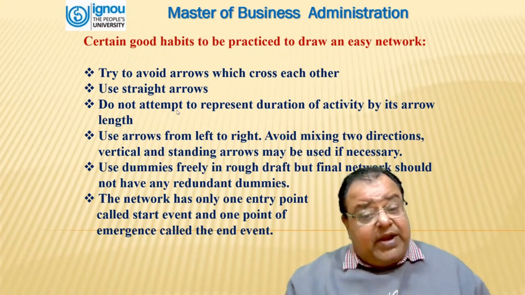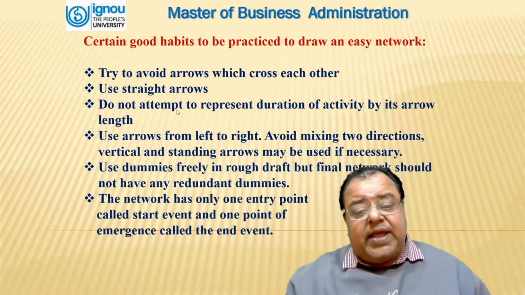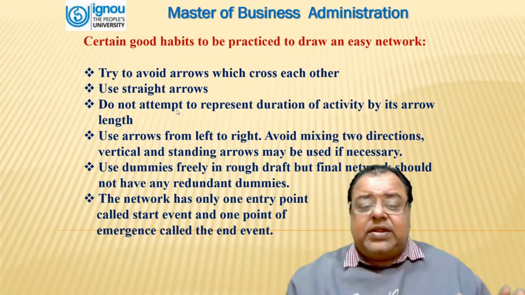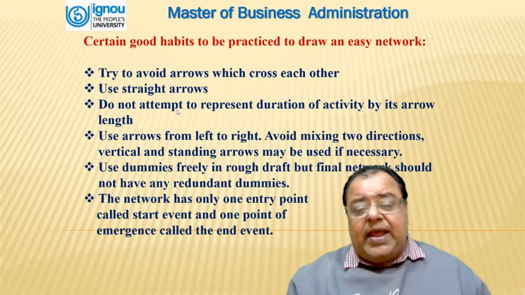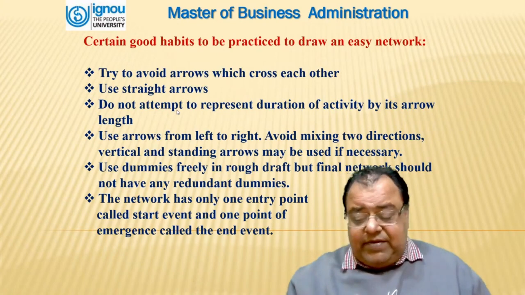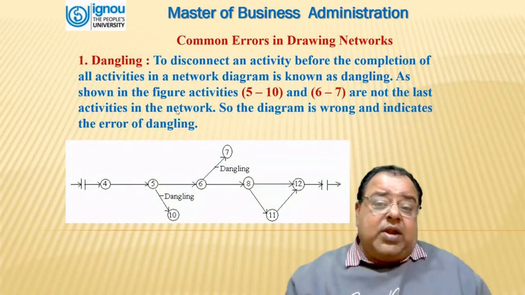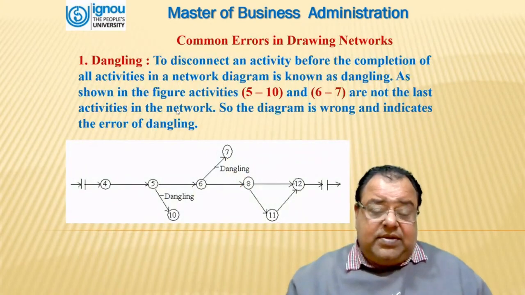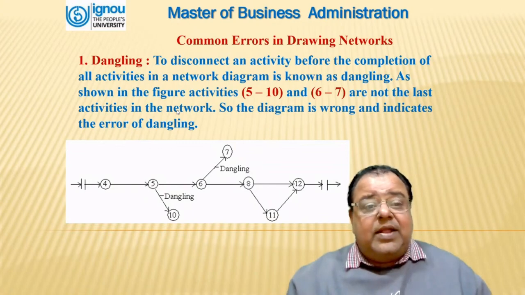Use dummies freely in the rough draft, but the final network should not have any redundant ones. The network has only one entry point, which is known as the start event, and one emergence point, which is known as the end event. What are the common errors which are being committed when we are drawing a critical path?